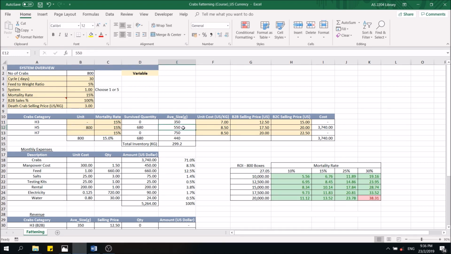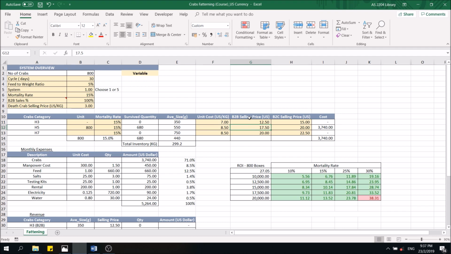Next, we have average size. Average size for the 500 category is 550. So H5 means start from 500 to 599 grams, so I choose the middle. Next, unit cost. It means the cost of water crab. And in our model, we assume $8.5 per kg.